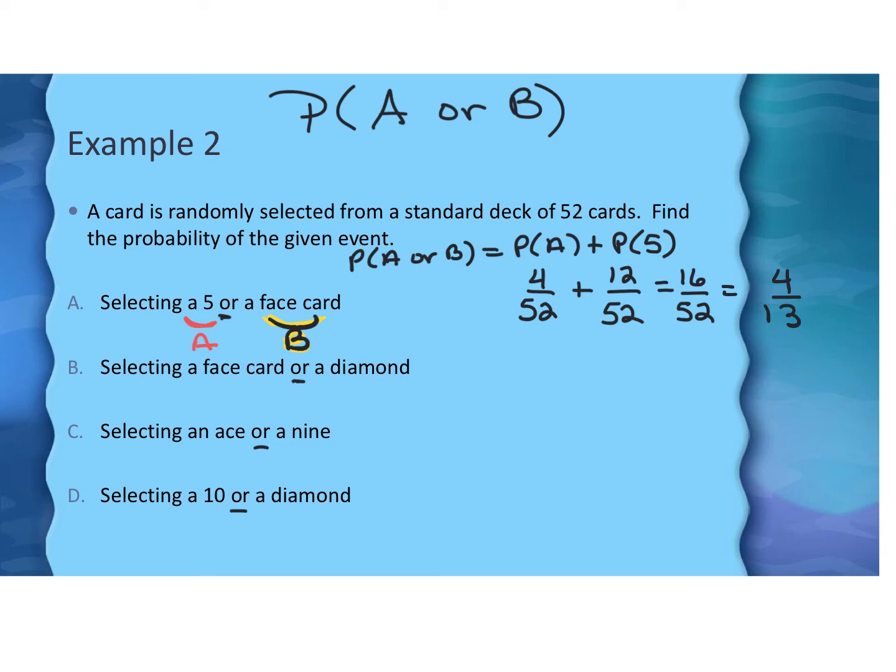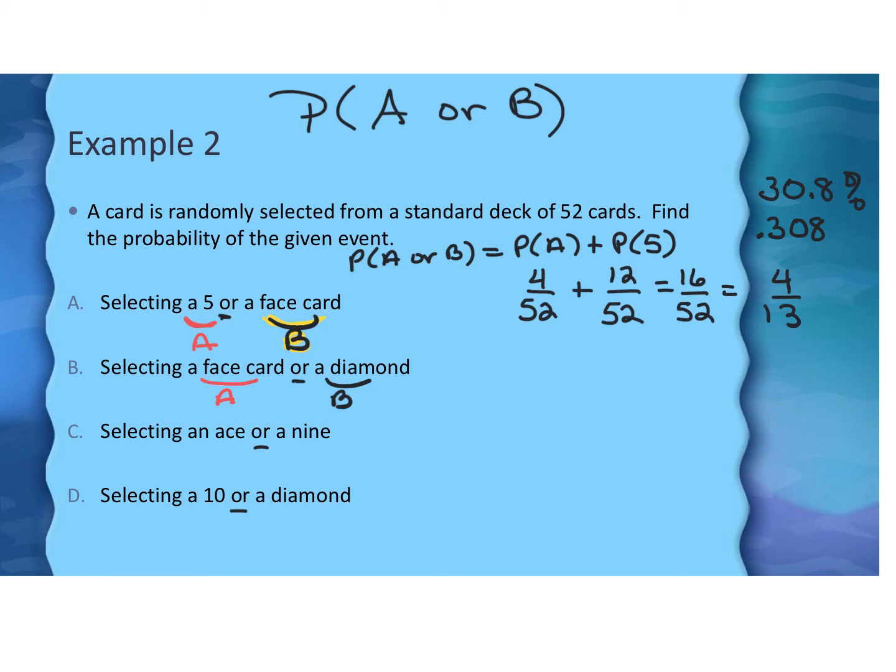I can make it a decimal and a percent. As a decimal, it's going to become 0.308 or 30.8%. Next, we're going to do a face card or a diamond. So again, my face card, this will be event A. The diamond could be event B.